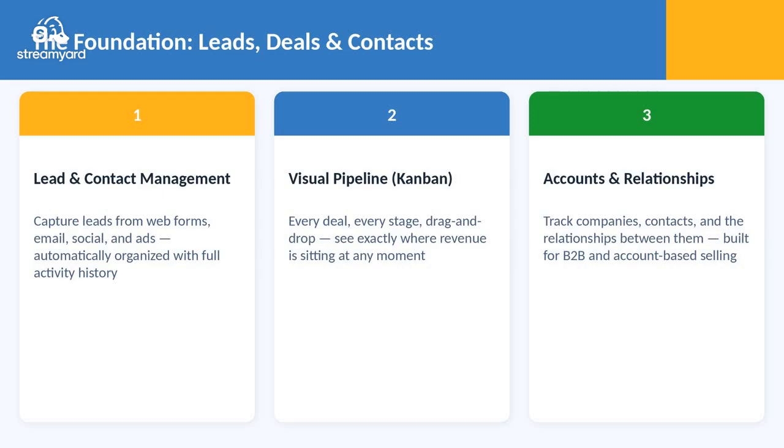In the first part of this video, we will be discussing leads, deals, and contacts: lead and contact management, visual pipelines, accounts, and relationships. This video will be more about the settings and capabilities of the system. This series is to give you an introduction to the capabilities and details we have in the system, and how we can utilize them to build out our sales, support, or marketing processes.